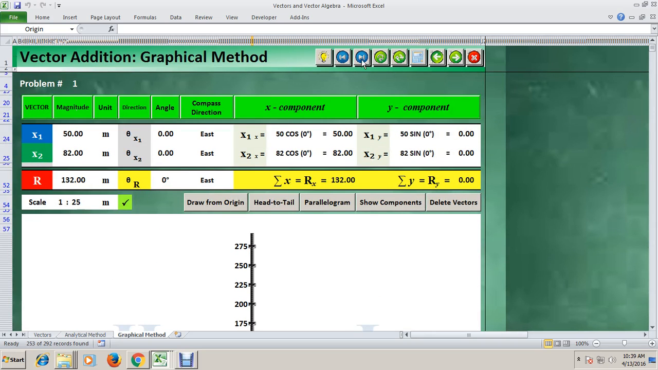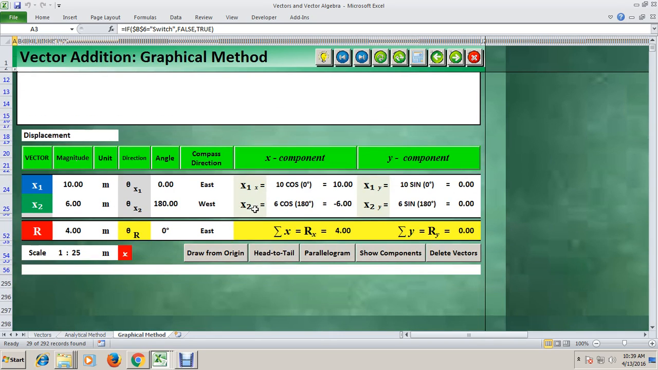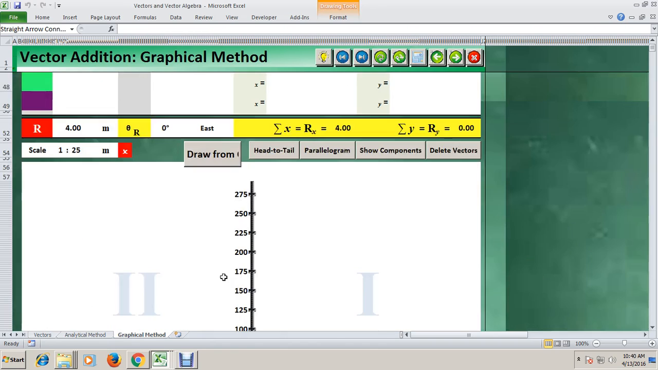Okay, so let's have example number 2. Problem number 2: a student walks 10 meters towards the east, then realizes that he had dropped his notebook behind him and walks back a distance of 6 meters. What is his resultant displacement? Okay, so for the given vectors, again, we have assigned the blue vector as the first vector, the green vector as the second vector, and the red vector as the resultant vector. Let us draw the two vectors from the origin. Okay, so let's set up the scales accordingly.